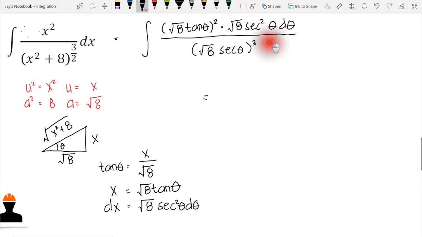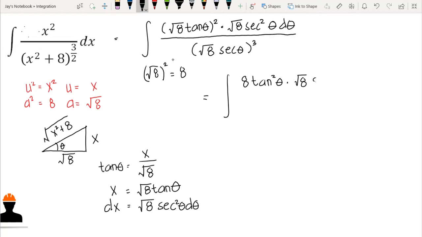So we simplify it further. We could say that it's the integration of square root of 8 tangent theta squared. Now take note, we can distribute the square to each term. So we have square root of 8 squared, which is equal to 8. So we have 8 tangent squared theta, times square root of 8 secant squared theta d theta, over square root of 8 raised to the 3.